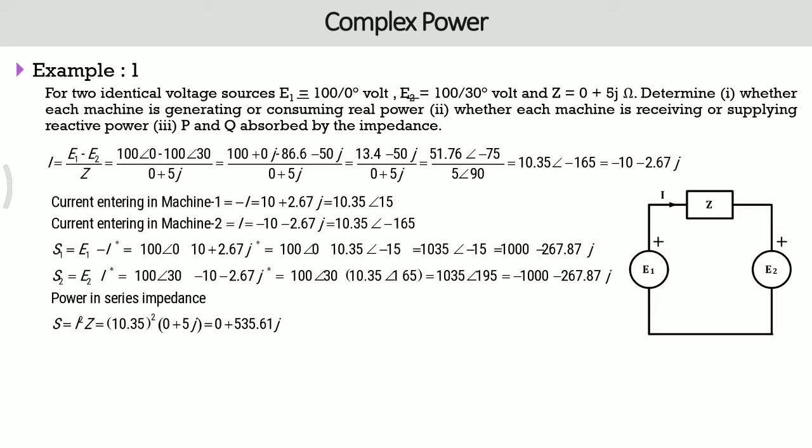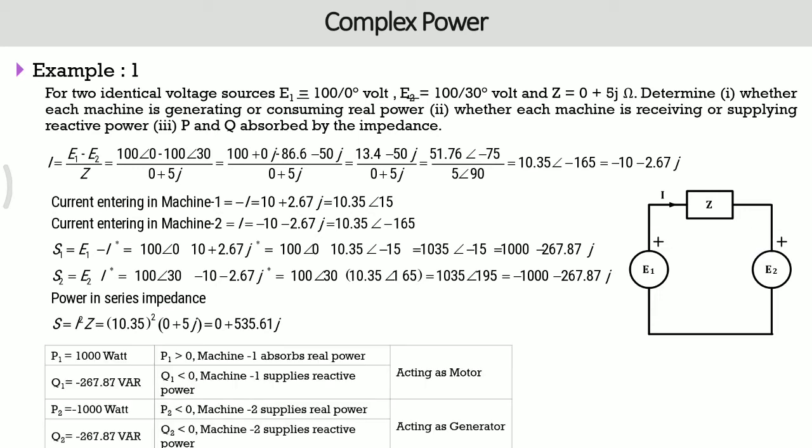So, power in a series impedance. What is the series impedance? Ultimately we want power in the impedance. Power in impedance is nothing but I squared Z. You are all aware of the power loss, I squared R. This is the same formula, I squared Z, where Z is the impedance. So put the values of I and Z, and we get the value of power in the series impedance.